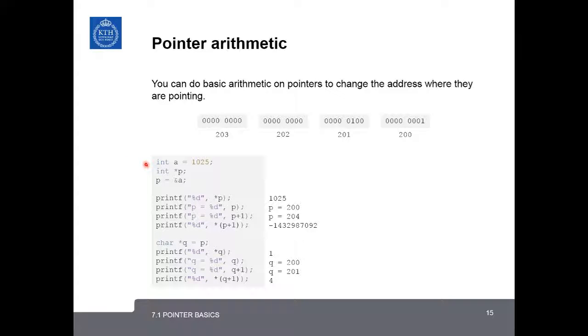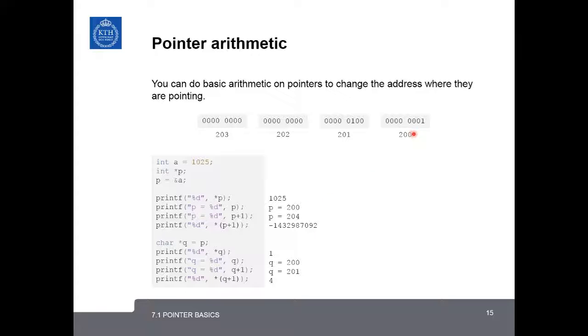Here we begin by declaring an integer a with a value of 1025 like before. We then declare an integer pointer p which we say points to a by assigning it the address of a. If we do a printf statement by dereferencing the pointer p with an integer format, we get 1025. So it looks at the contents of 200 through 203 and it finds that this gives us a value of 1025.